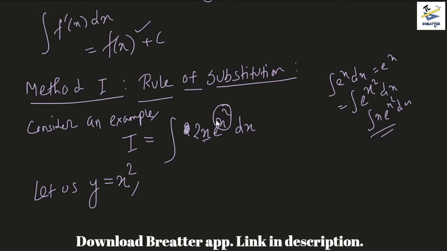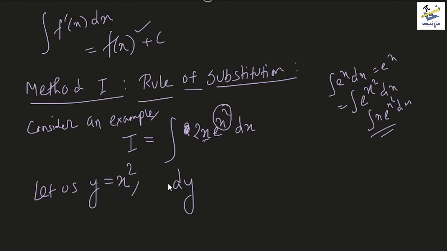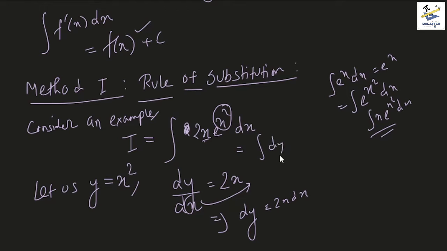y. That is why we differentiate both sides to find dy by dx. We differentiate y with respect to x to find 2x, and then take this dx to the other side to find dy equals 2x dx, right? Then you can see that this integral is basically the integral of e to the power y dy, which is just e to the power y plus c, or e to the power x squared plus c.